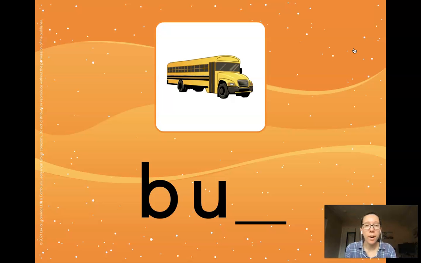Here we have a bus. Bus has the same beginning and middle letters as bug and bun, B and U. We know that the beginning and middle sounds in bus are b-a, but our ending sound has changed. What is the ending sound you hear in the word bus?